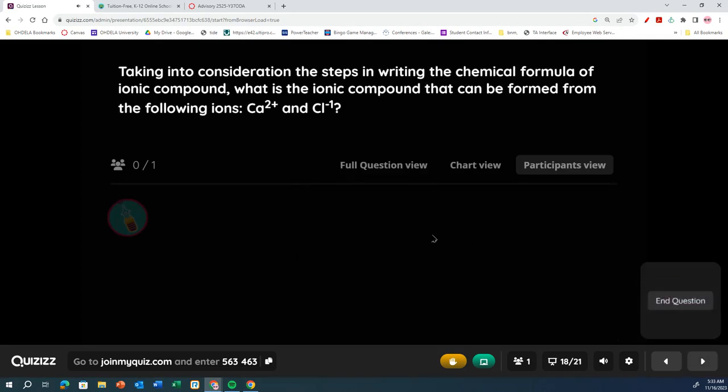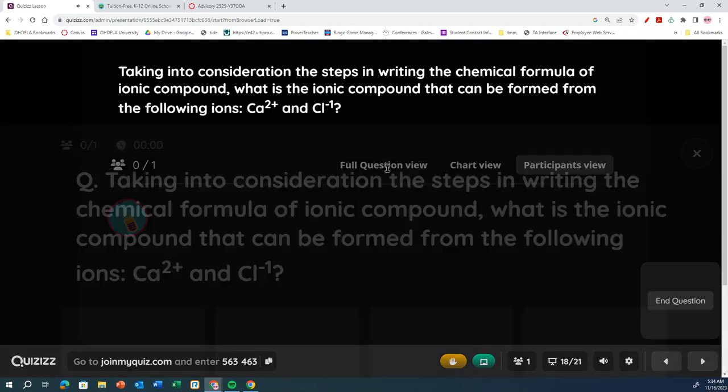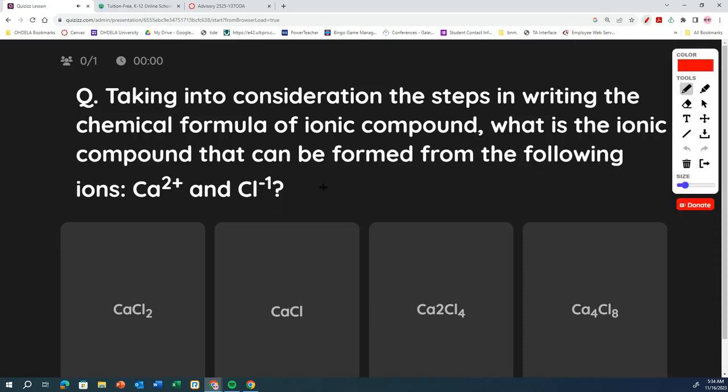Taking into consideration the steps in writing the chemical formula of an ionic compound, what is the ionic compound that can be formed from the following ions? Again, for this one, we can take the 2 and put it as a subscript of the chlorine, and the 1 under the calcium. So we have a CaCl2 ionic compound.